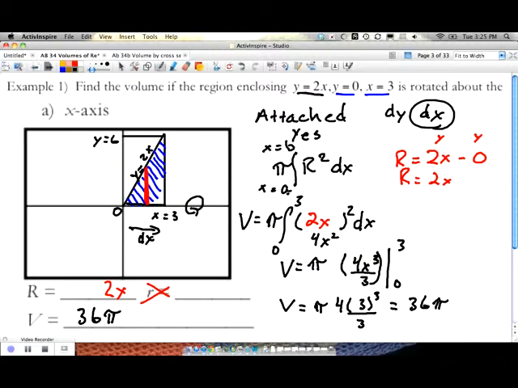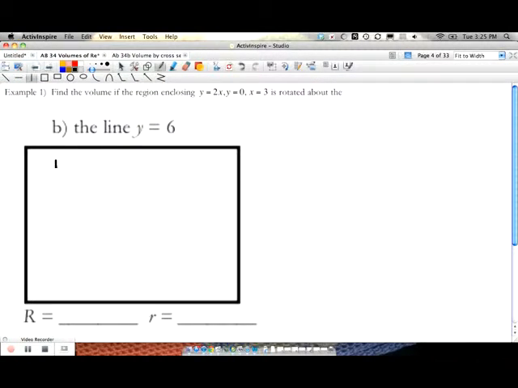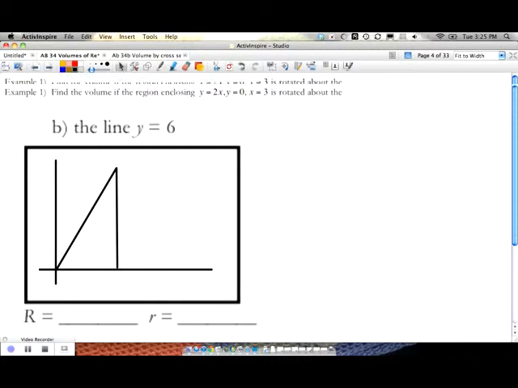Alright, let's keep going. This one's slightly different, but let's go ahead and get ourselves set up here so we can see what's going on. If we're rotating around the line y equals 6, we have a similar rotation, but some of the answers to our questions are going to change. So we still have the same pattern, same bounded area. Go ahead and shade that in.